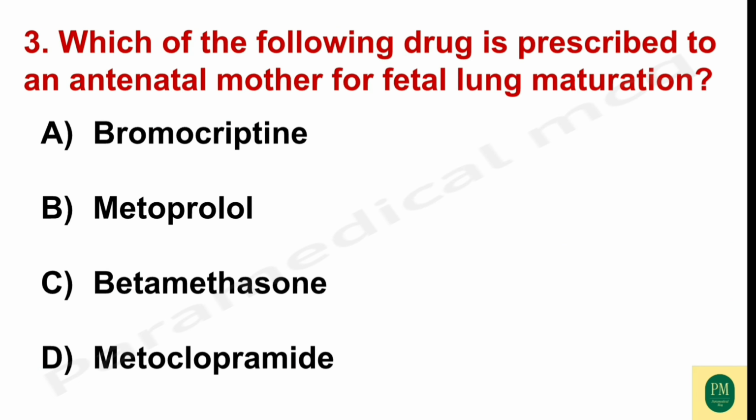Which of the following drugs is prescribed to an antenatal mother for fetal lung maturation? Option A, bromocriptine. Option B, metoprolol. Option C, betamethasone. Option D, metoclopramide. The correct option is option C, betamethasone.